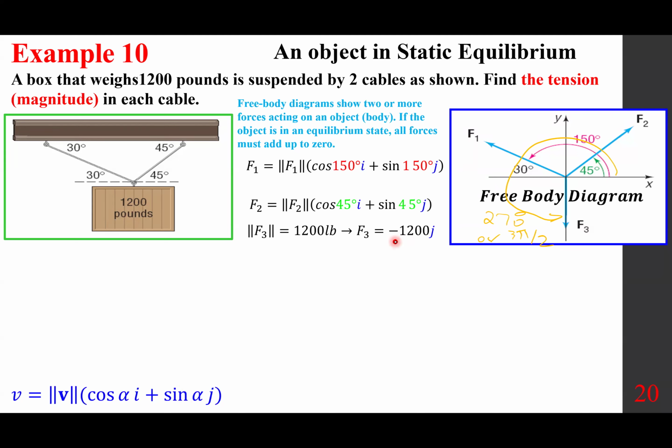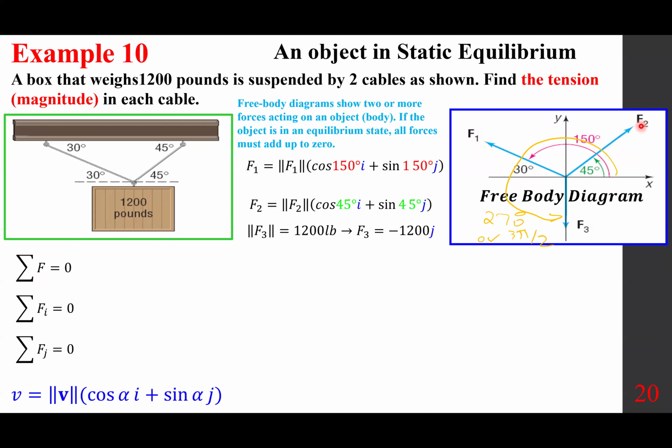And now a free body diagram. So the sum of everything must be 0. There are three sums. Summation of F, if you add them up, you get 0. Summation of F in the i direction, they must cancel each other.